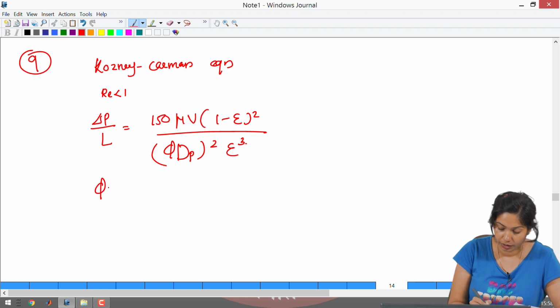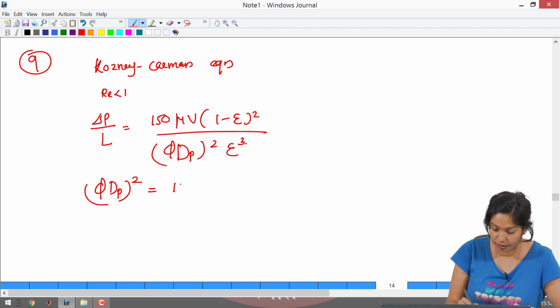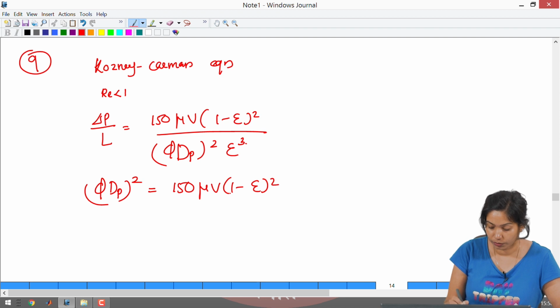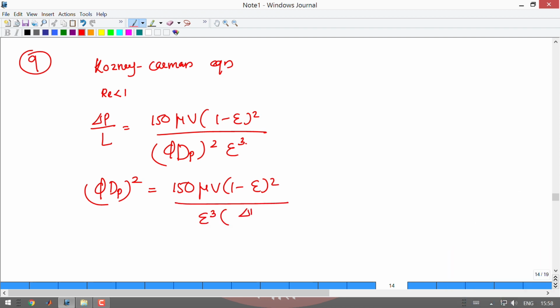If I am taking phi dP the whole square on the left hand side, we can rewrite this expression as mu V into (1 minus epsilon) the whole square divided by epsilon cube into delta P by L.